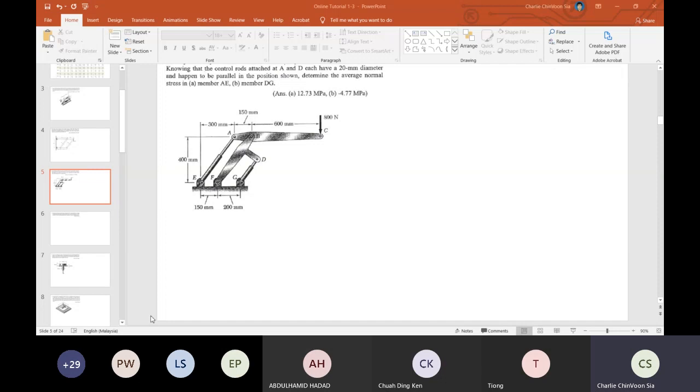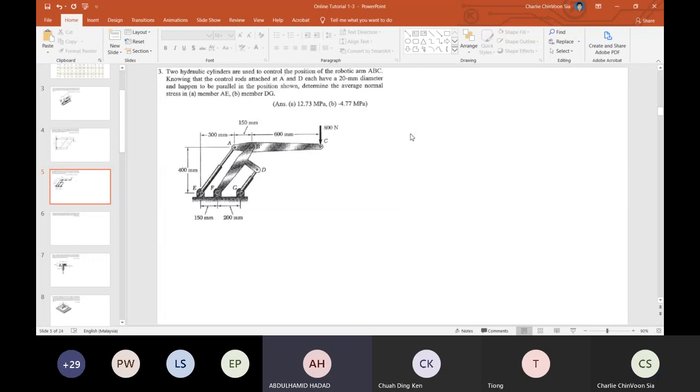Hello, can you ask the question again? Hello. Is it better? Yeah, it's better now. Okay. For questions such as number 3, how do we know actually which section to take? Is it AE or BF? Because sometimes we don't need other sections, right?